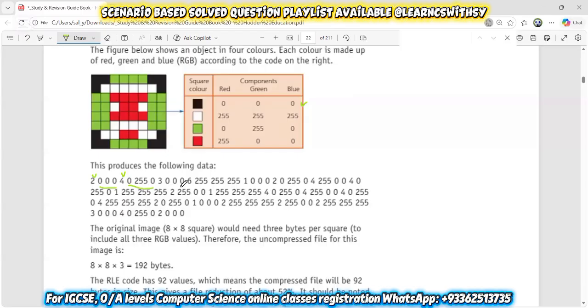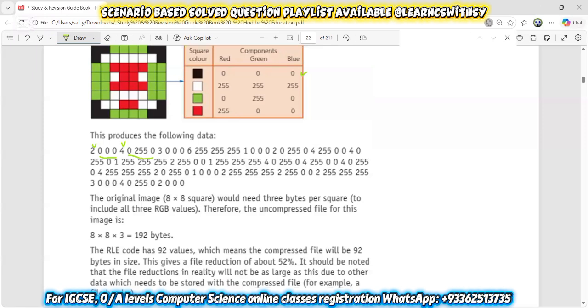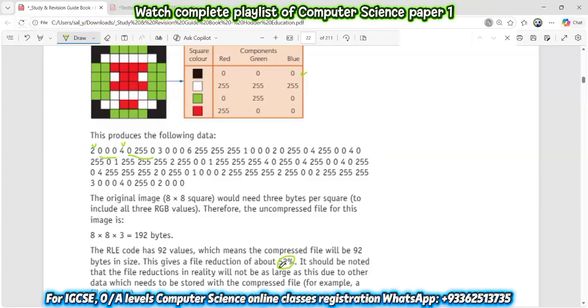So in this manner, you can even count yourselves, and you can see for yourselves that the number of original bytes was much, much bigger, because it's an 8 by 8 square, and each square is going to come in 3 bytes. So 8 by 8 by 3 will make 192 bytes. But once you have compressed the file, it will be storing only 92 values, meaning nearly 52% reduction. So that is good enough for the human eye. So this is how the compression is being done.